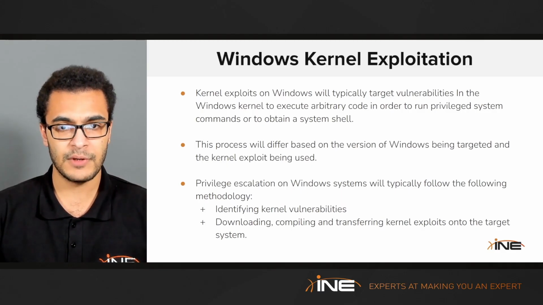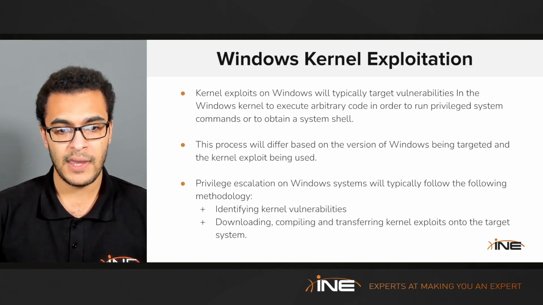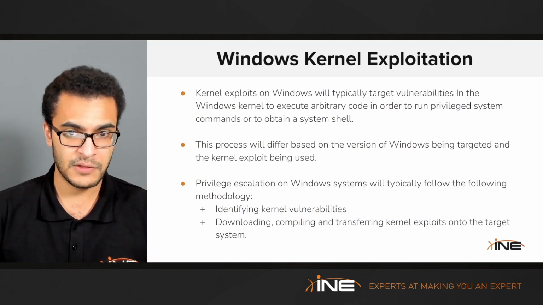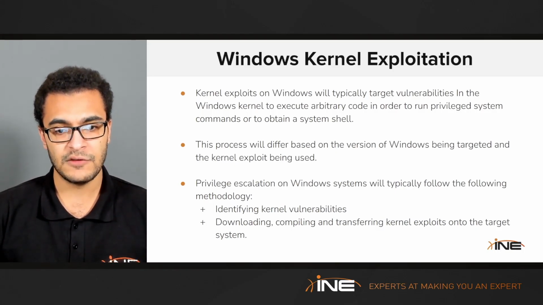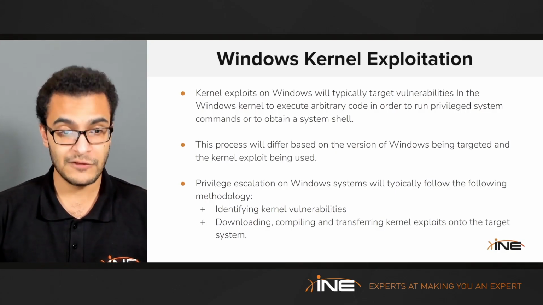Now, Windows privilege escalation will typically follow the following methodology. It's a two-step process, whereby the first step involves identifying kernel vulnerabilities for the specific version of Windows that you're trying to elevate your privileges on, and we can do that through the use of various tools or automation scripts. Secondly, the second part of this process involves downloading, compiling, and transferring kernel exploits onto the target system for execution, right? And this process, again, will differ based on the version of Windows we are targeting, as well as the kernel exploit that's being used.